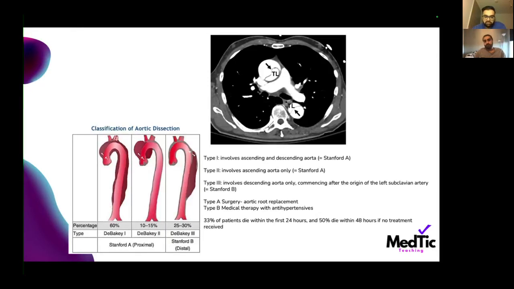So typically in type A, where there's ascending aorta involvement, your patient is more unstable, so you would want to do surgery, in this case an aortic root replacement, replace the valve, replace the artery. Whereas in type B, they're usually more clinically stable, so you're able to treat medically with antihypertensive medication. This is a really important, almost a surgical emergency, if you will, due to the high mortality rates if this is not picked up quite soon on admission. So it's a really important one. Okay, next slide, please.